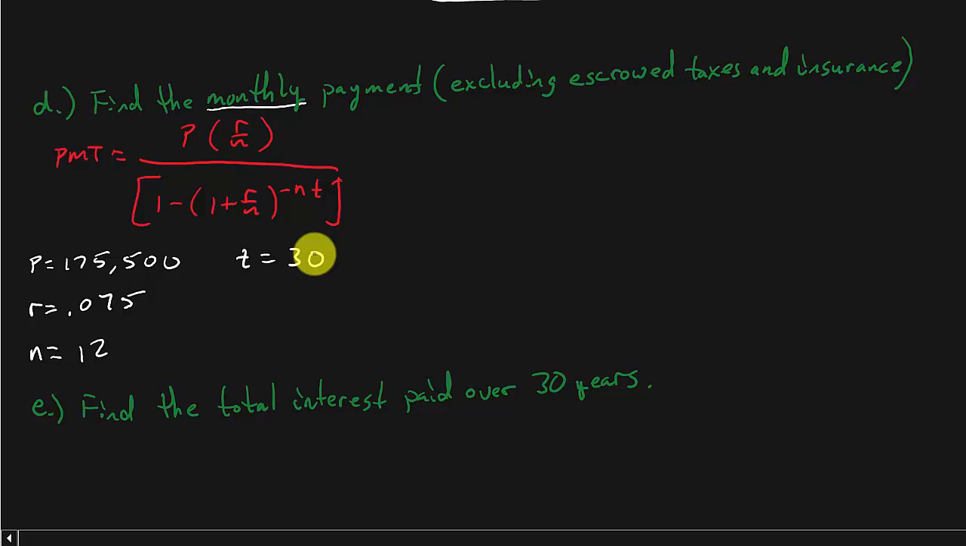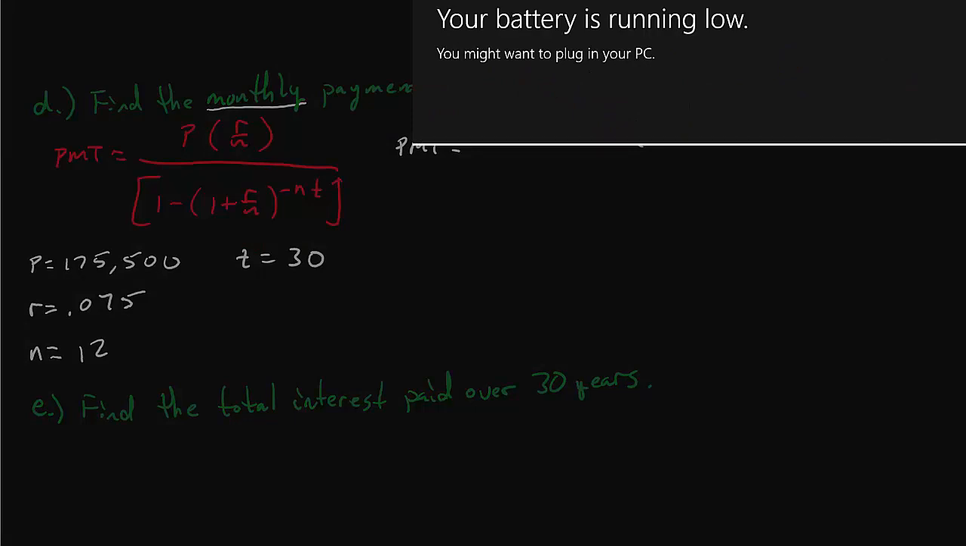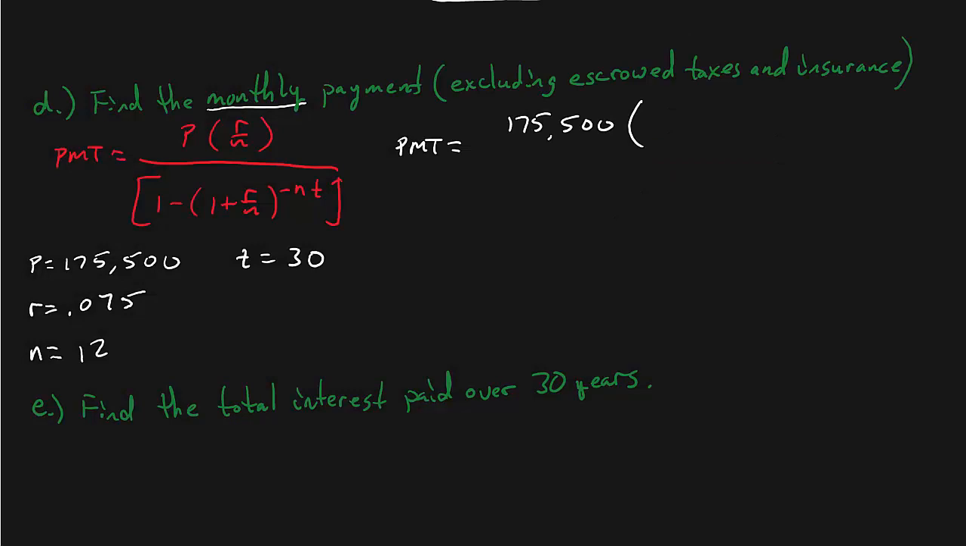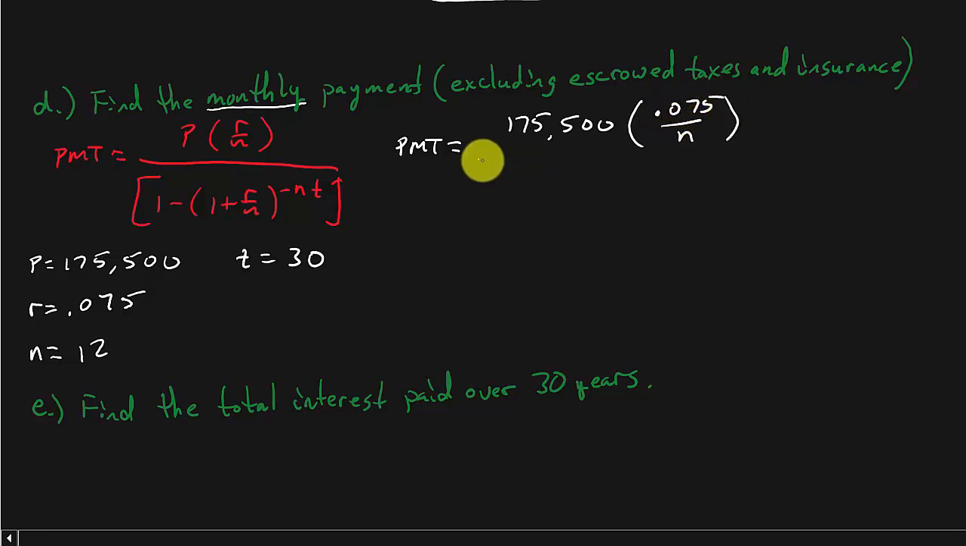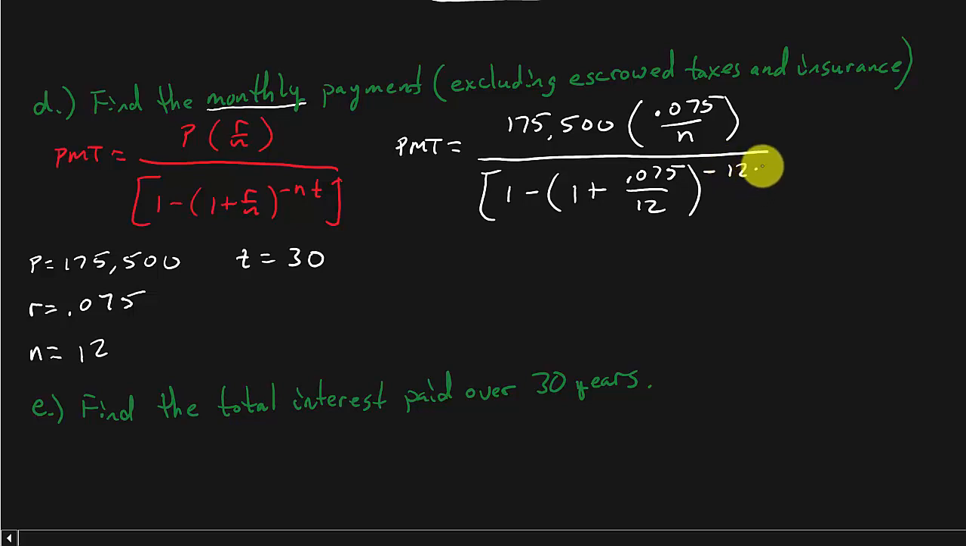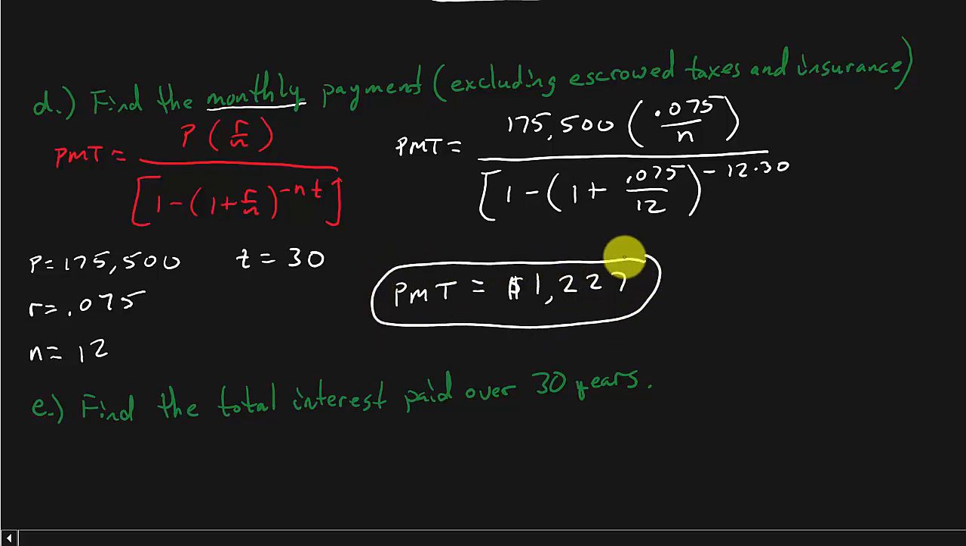And now all we do is we plug that in. So let's see, we've got our payment is equal to P, which is 175,500 times R, which, let me plug my tablet in. All right, so battery was running down. So we've got R, which is 0.075 over N, which is 12, divided by 1 minus 1 plus R, which is 0.075 over N, which is 12, raised to the negative N, which is 12 times T, which is 30. So our payment is going to be $1,227. And of course, I'm rounding this.